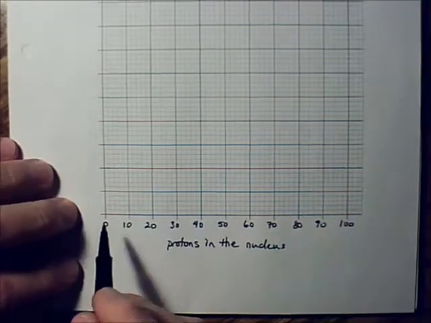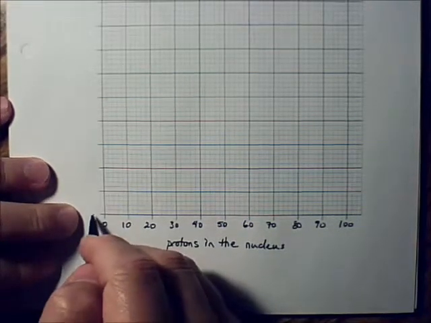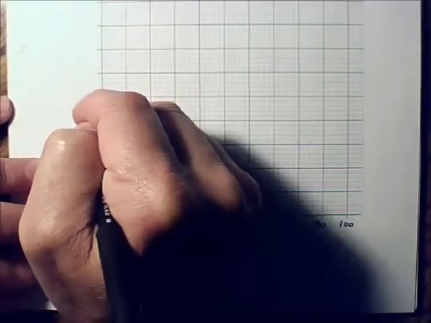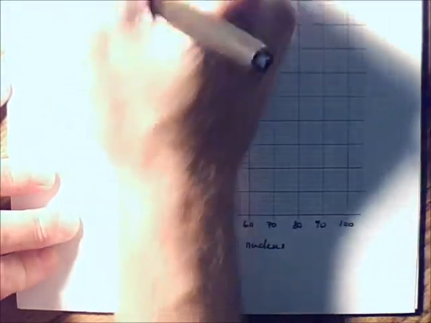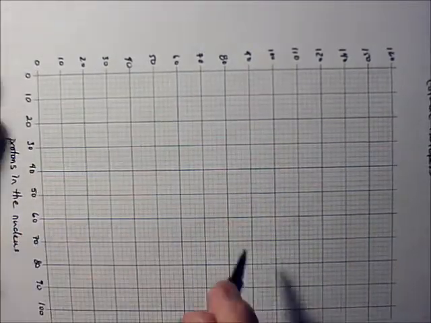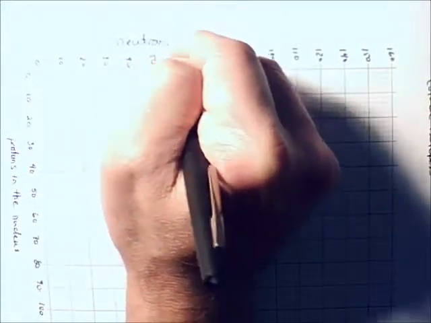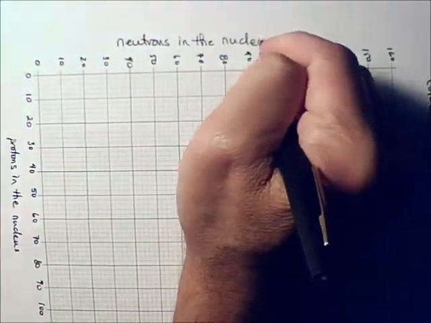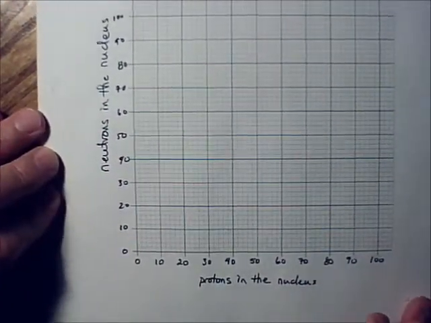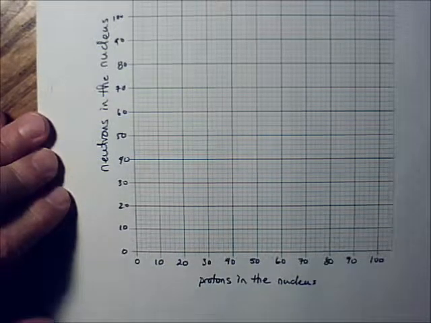And then on this axis, we're going to be plotting neutrons in the nucleus, and we're going to have the same graduations: 0, 10, 20, 30, 40, 50, 60, 70, 80, 90, 100, 110, 120, 140, 150, 160. And this is the neutrons in the nucleus. Did I? Oh man, I sure did. 130, 140, and 150. Okay. Not sure why I did that. Oh well.